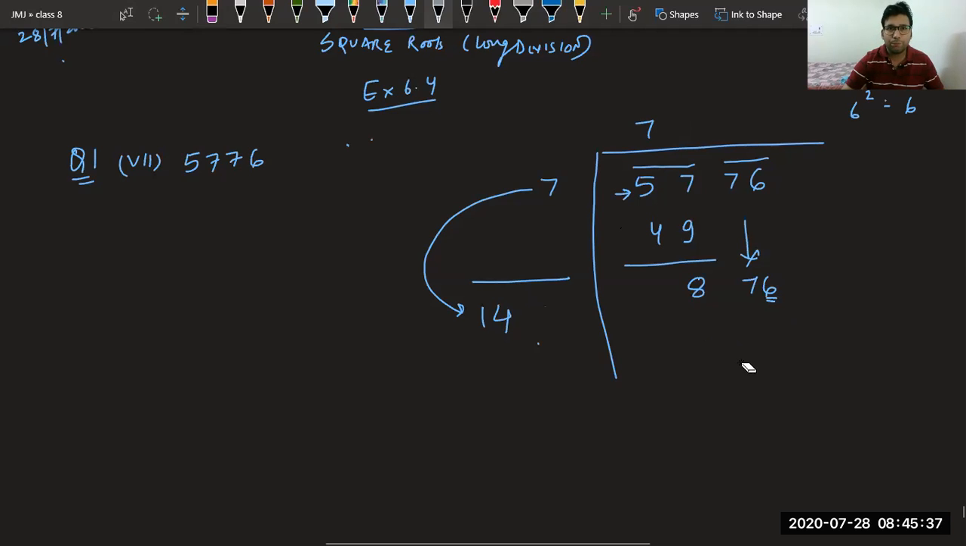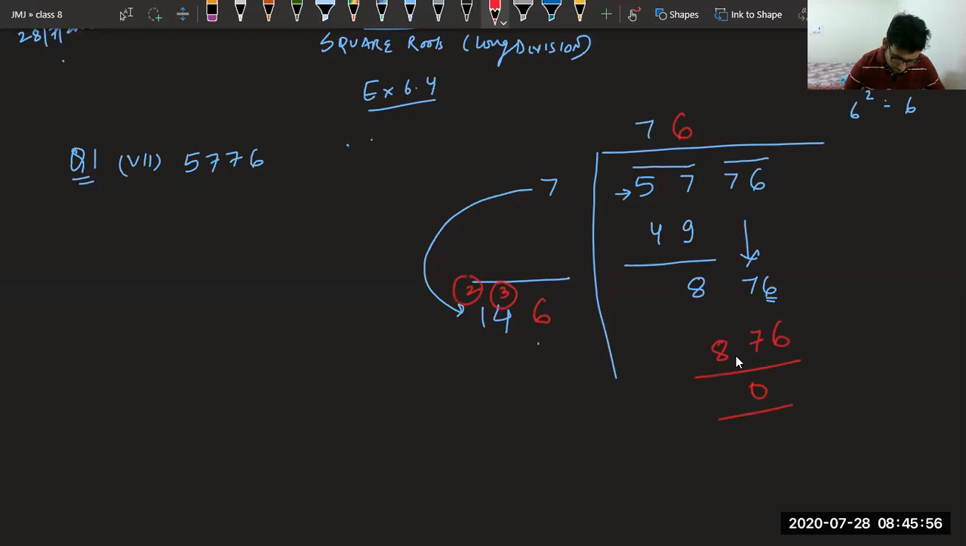Okay. Now we can take the next number as 6 and 6. 6 6s are 36. 6 4s are 24 plus 3, 27. 6 1s are 6 plus 2, 8. So we have got 0 as the remainder. Negative numbers don't have a square root. Okay. So the answer is 76. I hope it is clear to all of you.